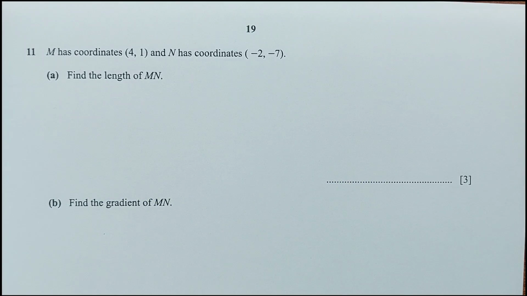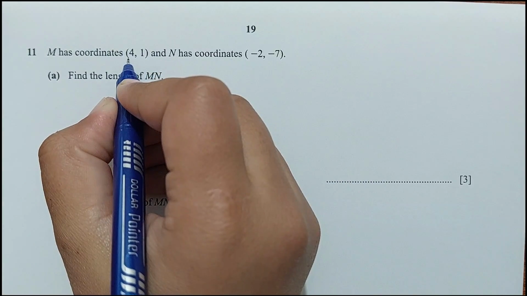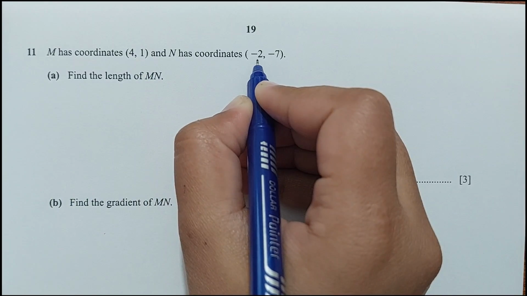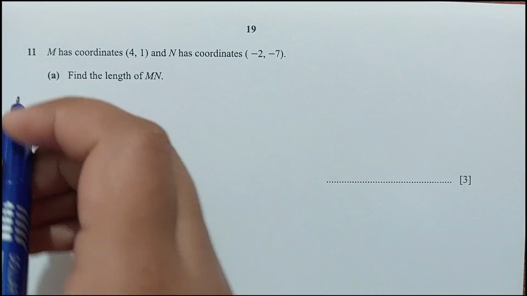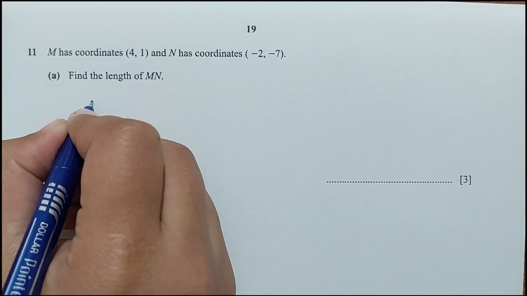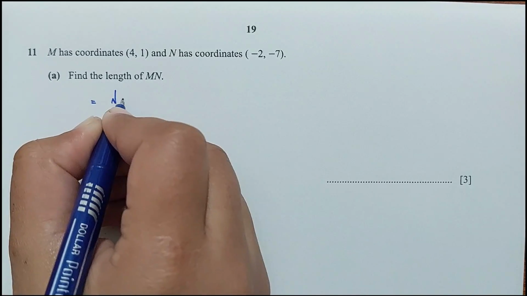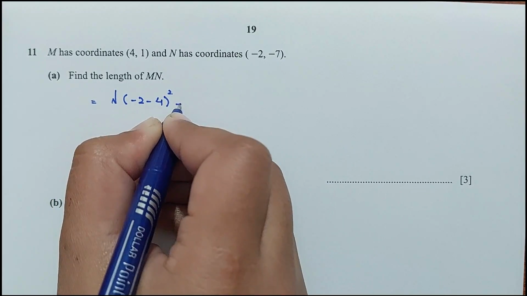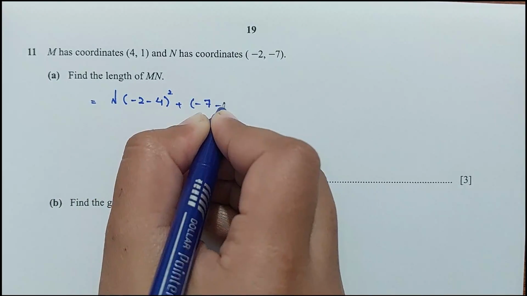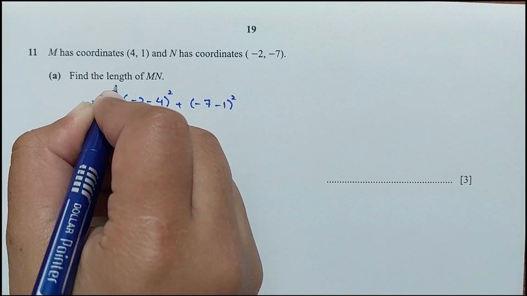Now question number 11. M has coordinates (4, 1) and N has coordinates (-2, -7). Part A, find the length of MN. The length of MN is equal to the square root of (x2 minus x1) whole squared plus (y2 minus y1) whole squared, and the square root.